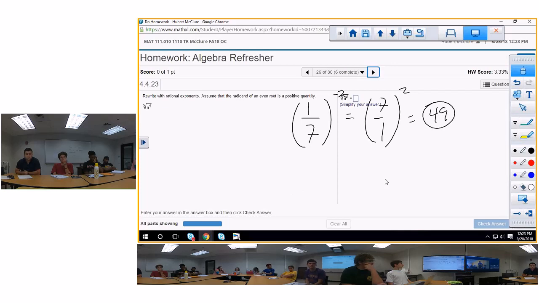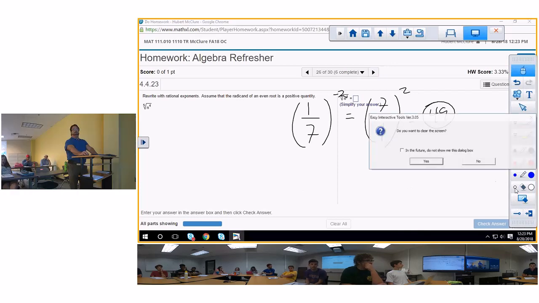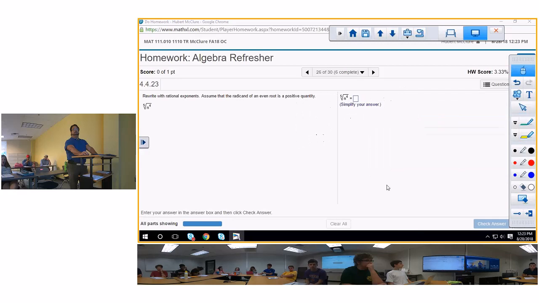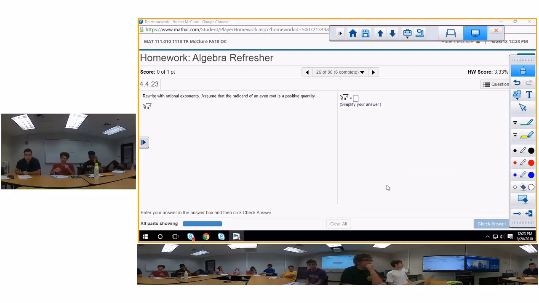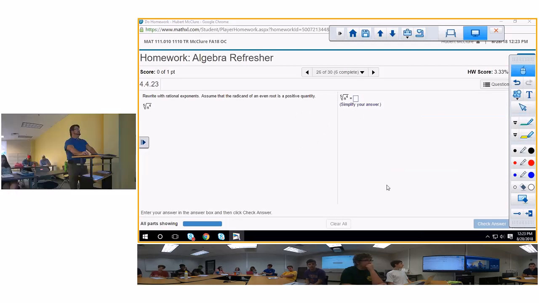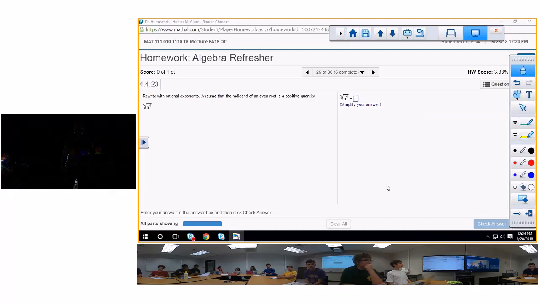Write as a rational exponent. Okay, I see a lot of people just sitting there. That means you know it, right? Yeah. What's the answer?